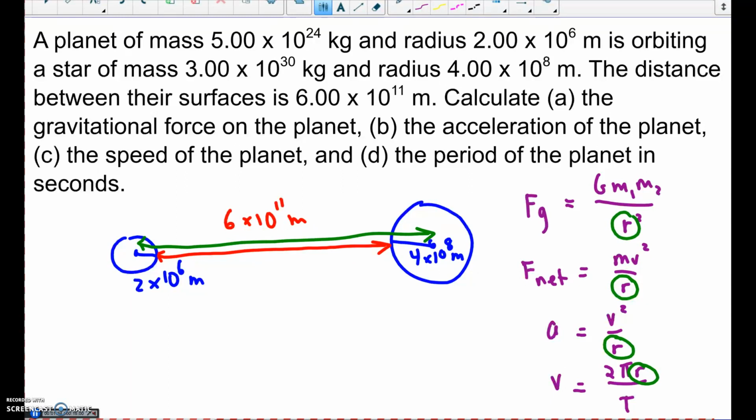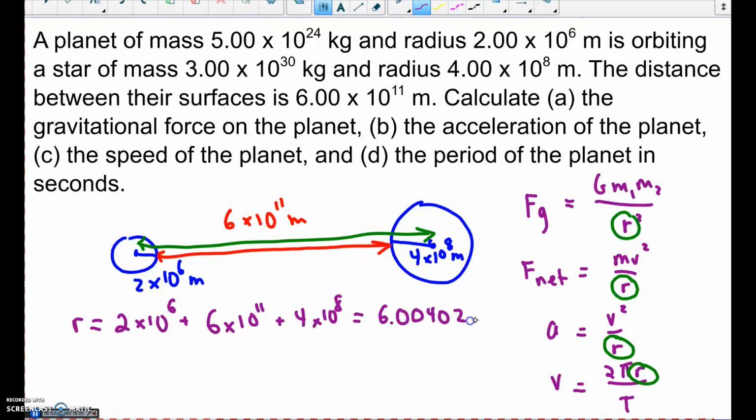So how do I get that total distance? I have these 3 subdistances. Well, to get the total r, and I like to do this as a separate step, we add the 3 values. Here's the first one, here's the second one, and here's the third one. And when we do that, we're going to have 6.00402 times 10 to the 11 meters. And that's the r that we use in every single equation.